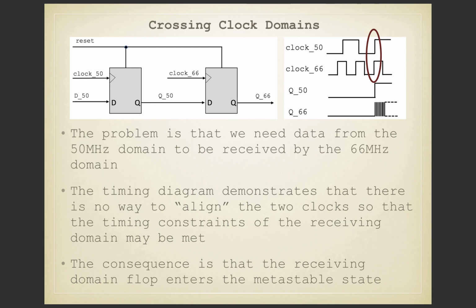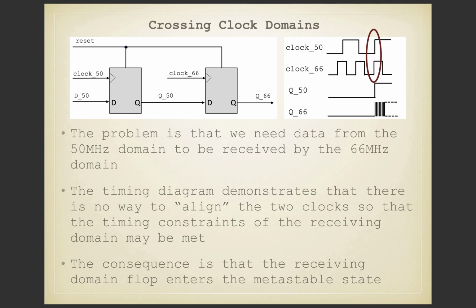And what that means is that you may have a design where you have one flop clocked at a 50 megahertz clock, and its output is supposed to be received by another flop, but the second flop is being clocked at 66 megahertz. So you can see in the diagram up above, there's no way to enforce an edge-to-edge relationship between the two clocks. So it's very possible that the clock 50 switches, causing Q50 to switch within the setup hold window of the 66 megahertz flop, causing the 66 megahertz flop to enter the metastable state.